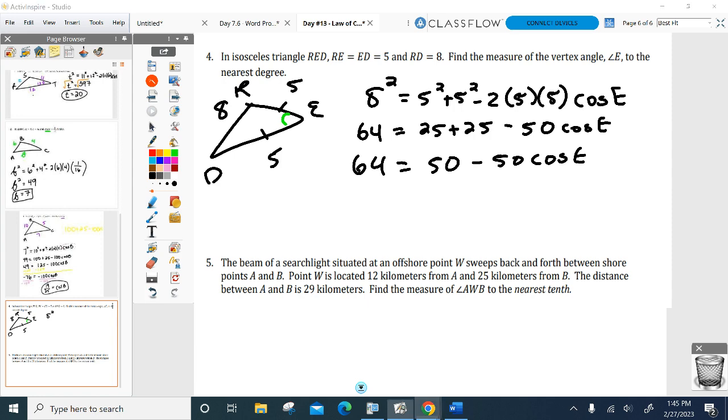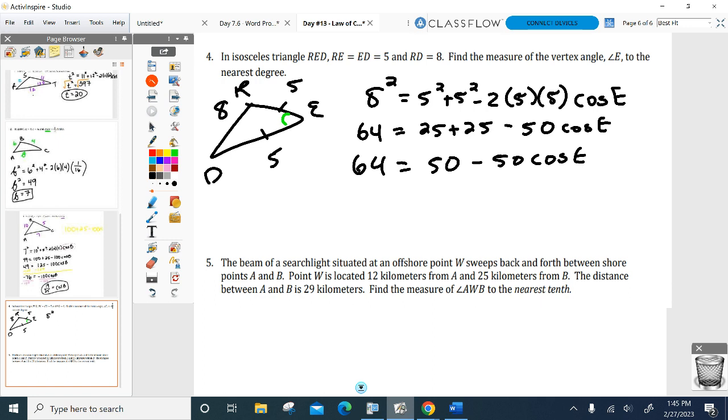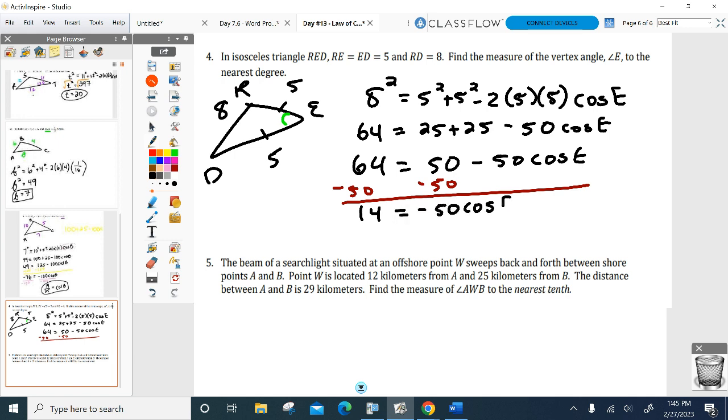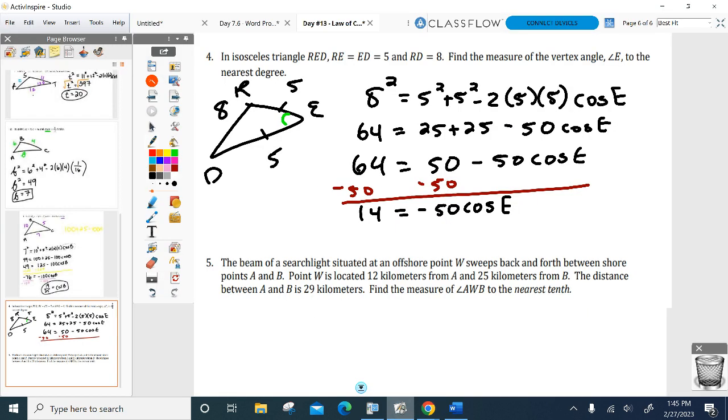What's your next move? I need to get cosine E alone. Subtract 50 from each side. Yep, this first 50 is gone. 14 equals negative 50 cosine E. That's a big thing. Don't drop that negative sign. All right, one more step to get cosine E by itself. Divide by -50.